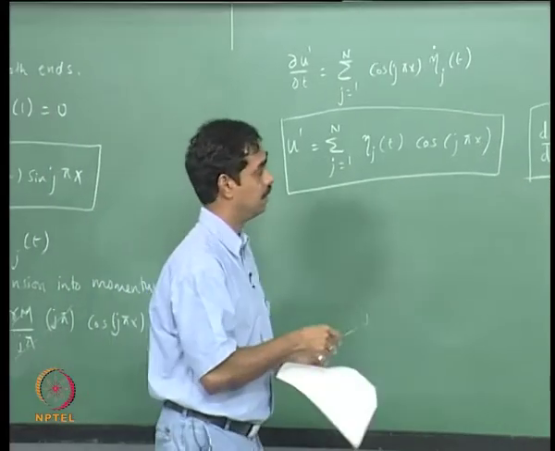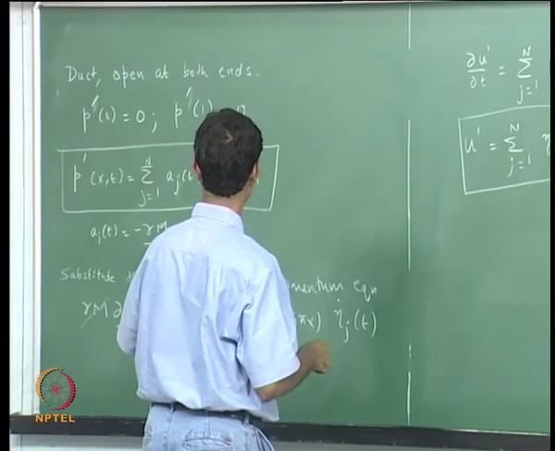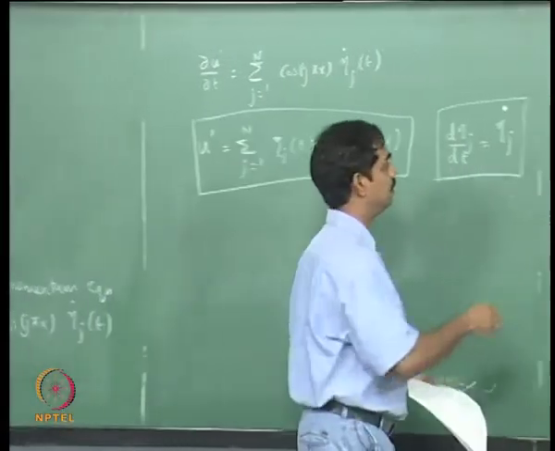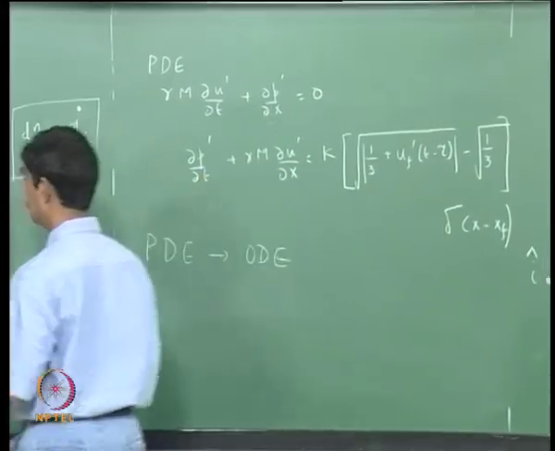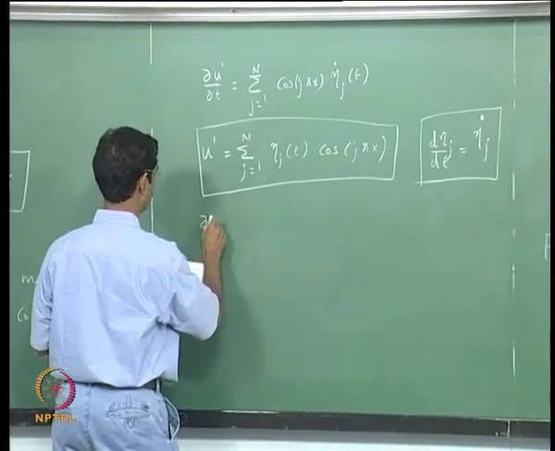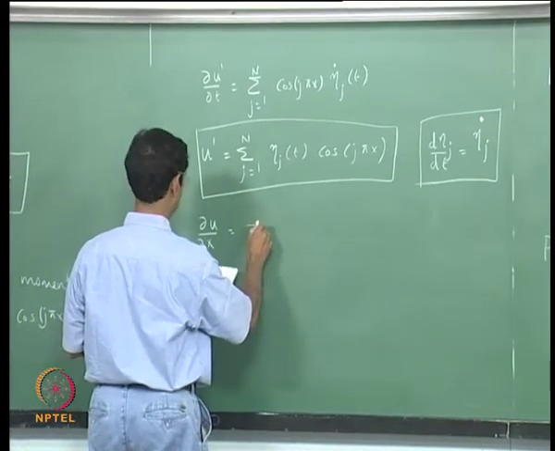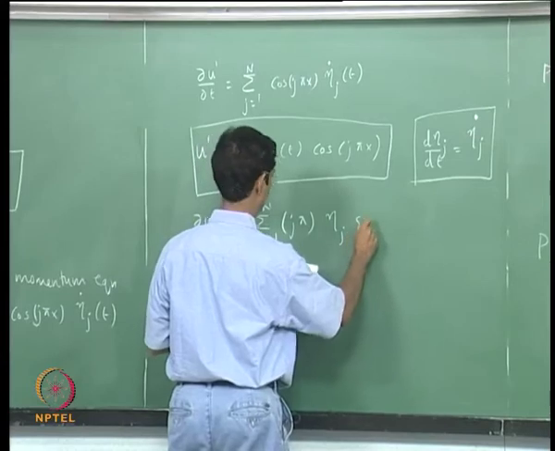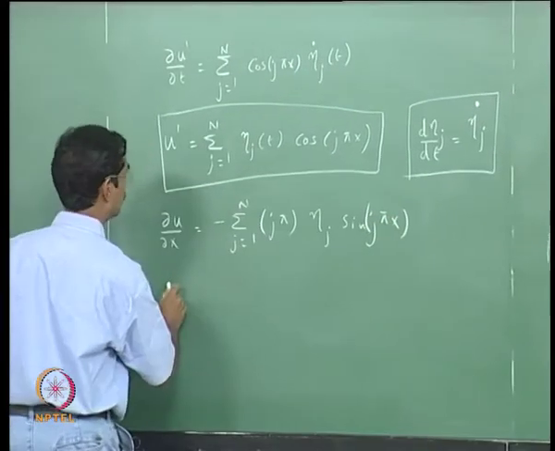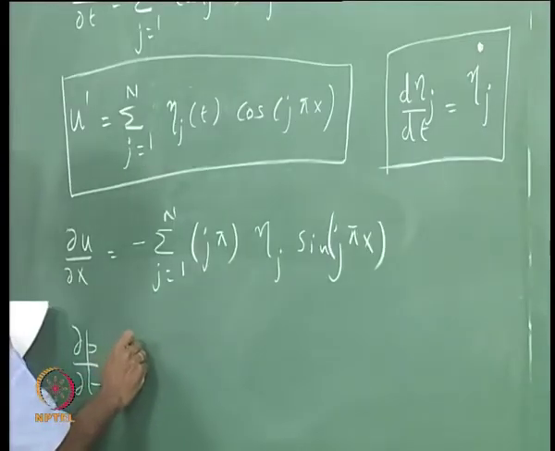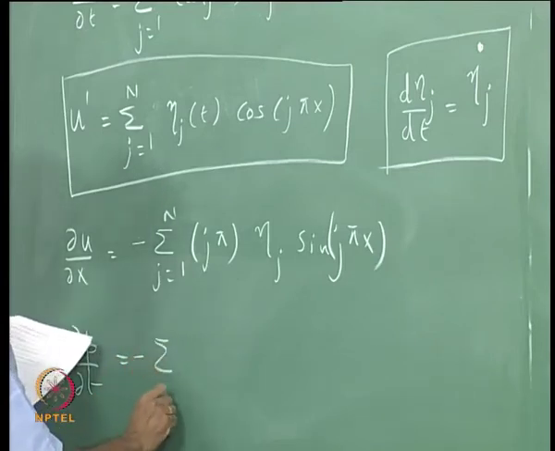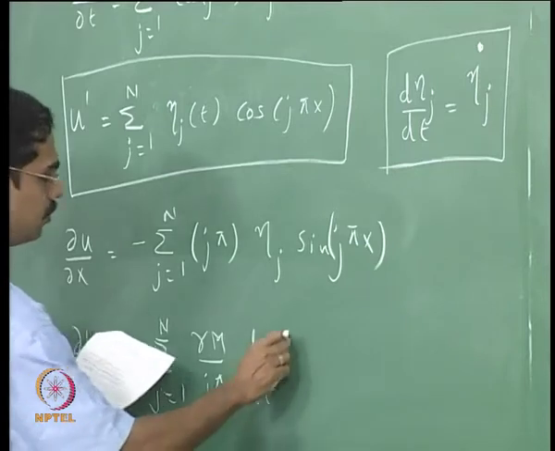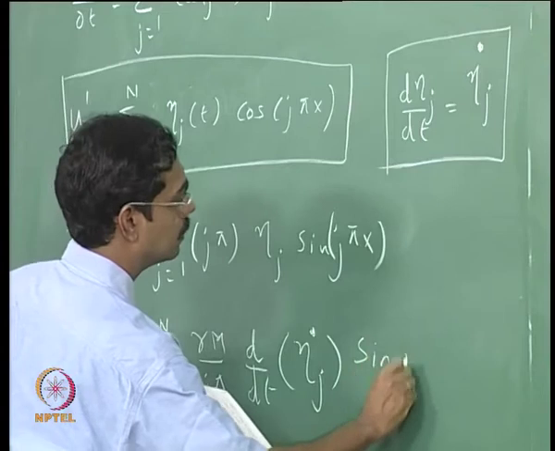Now we have pressure, we have du by dt, we have pressure. So we need dou p by dou x and dou u by dou x to use in the equation. We need this term and this term. So dou u by dou x equal to minus sigma j equal to 1 to n j pi eta j sin j pi x, and dou p by dou t equal to minus sigma j equal to 1 to n gamma m over j pi d by dt of eta j dot sin j pi x.